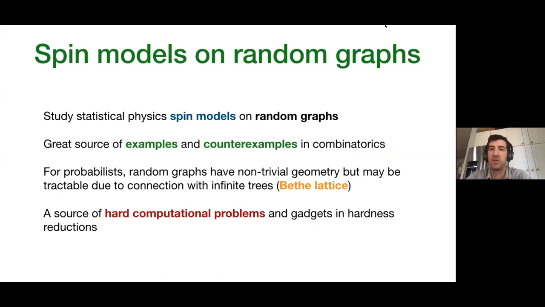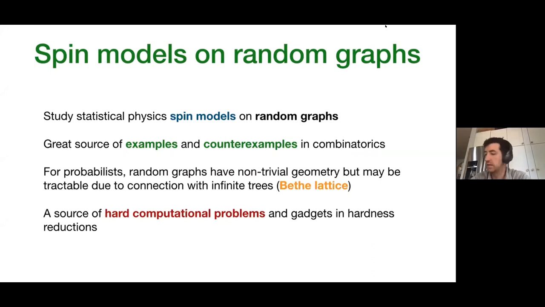Let me just give you a little motivation for studying spin models on random graphs. This is a statistical physics model. One reason to study them is for combinatorics. They're a great source of examples and counterexamples. For example, independent sets on random graphs are often near extremal or have some very interesting properties.